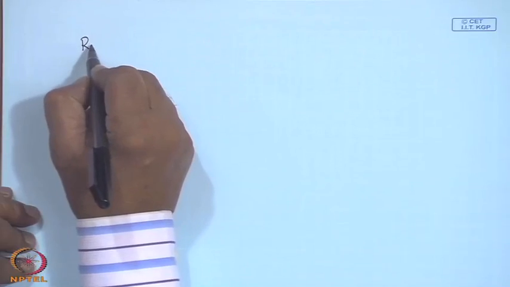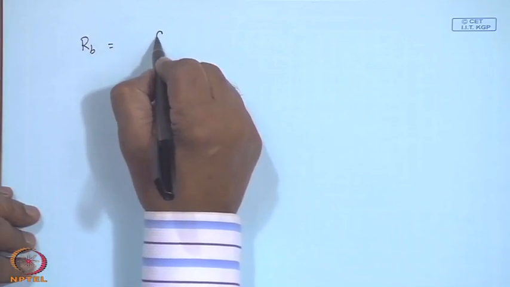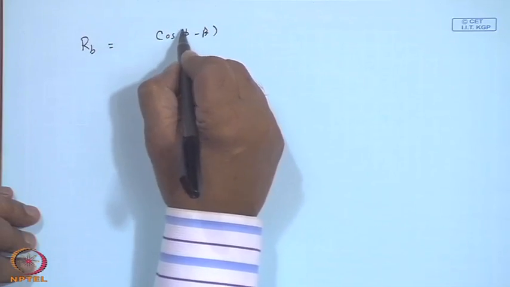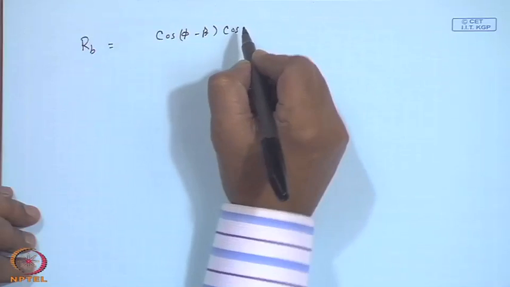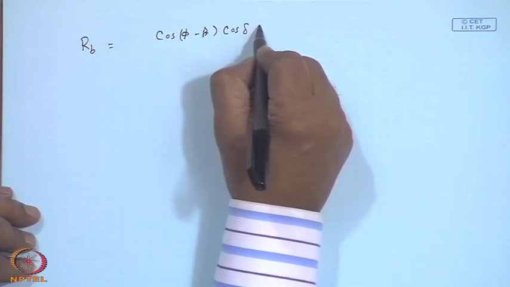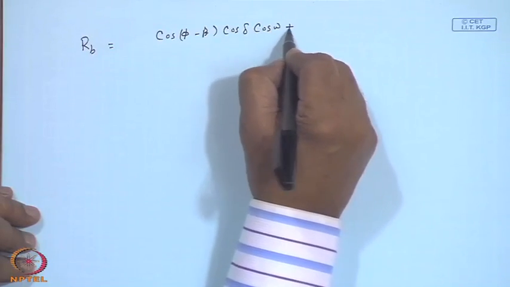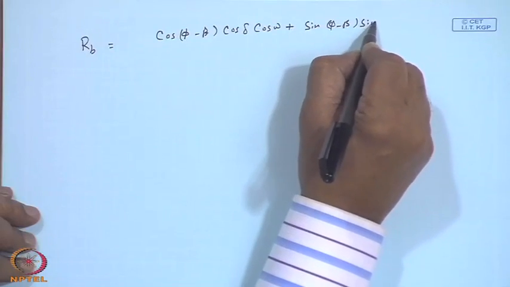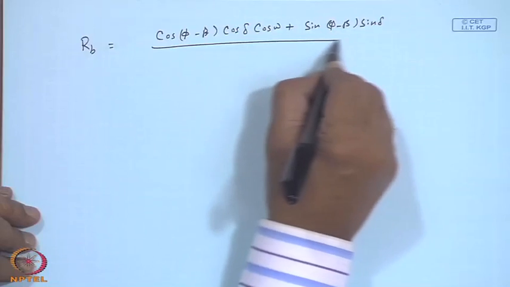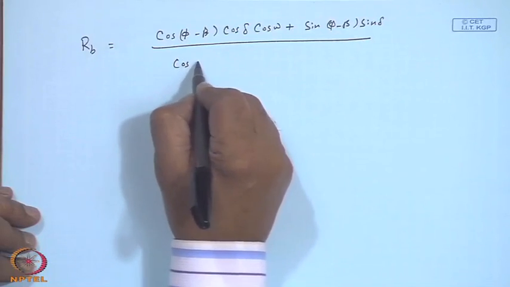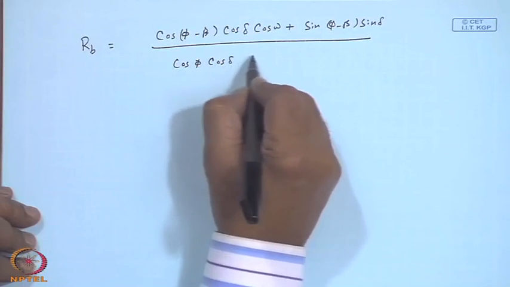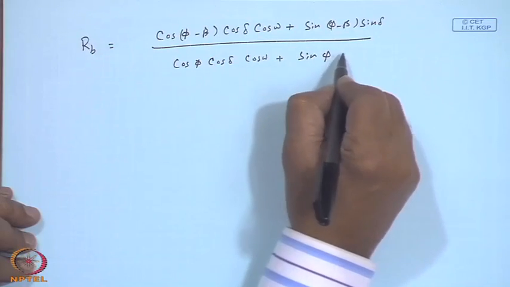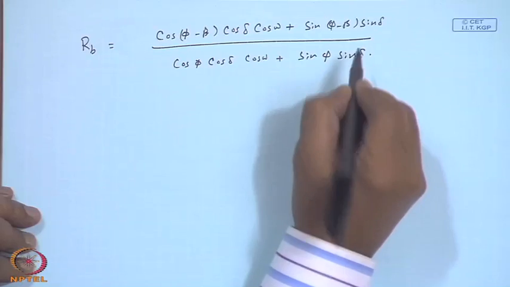So, RB for a south facing surface, the angle of incidence for the south facing surface, is cos(phi minus beta) cos delta cos omega plus sin(phi minus beta) sin delta, over cos phi cos delta cos omega plus sin phi sin delta.